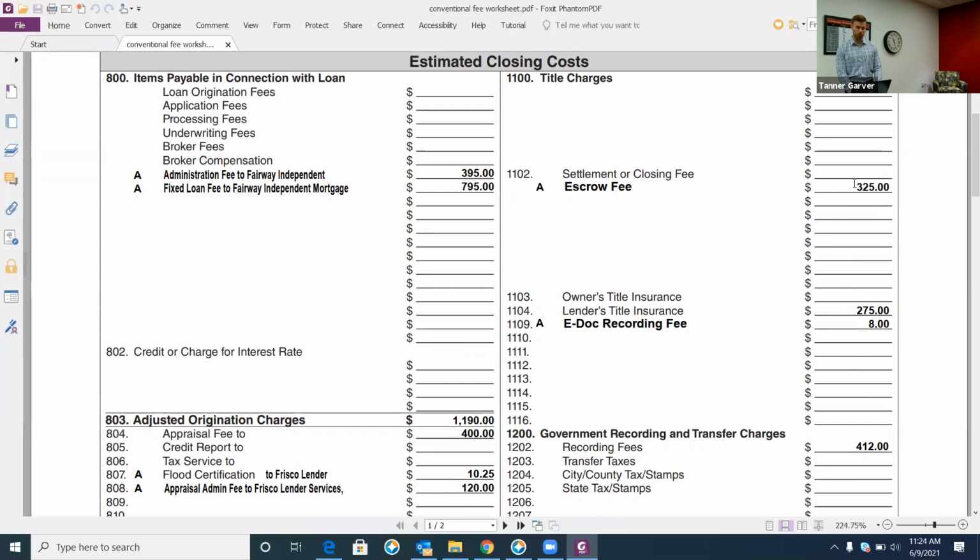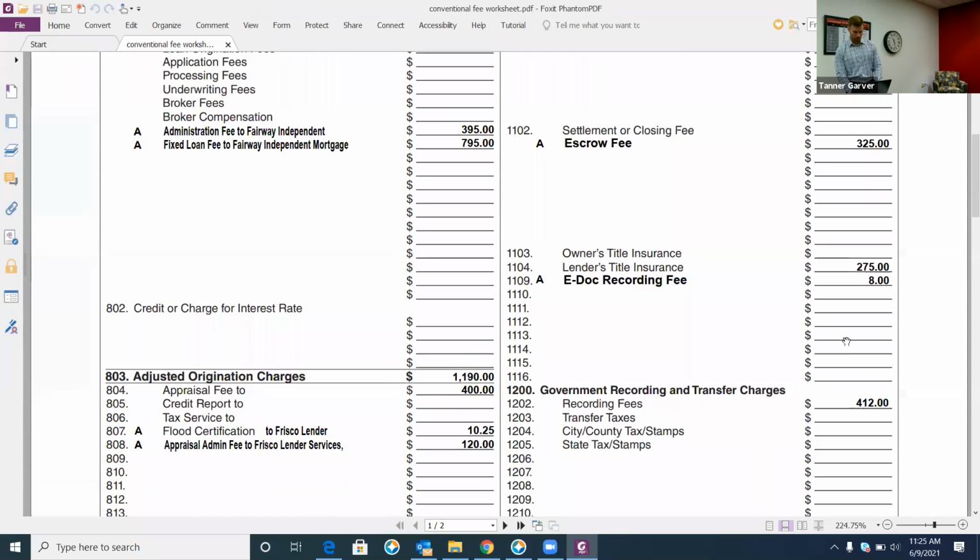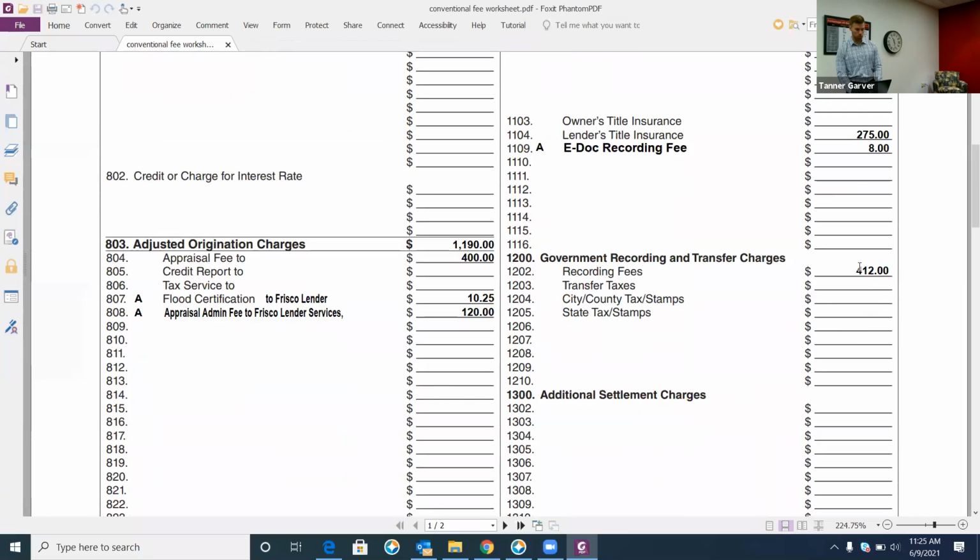A one-time fee of $325 for escrow, setting up your escrow account. A lender's title fee of $275, which is just the title insurance to the title company that ensures that they are getting on title. A recording fee of $8, and this recording fee of $412 is just recording your name on the deed and the note, so the title becomes yours. Does that make sense?